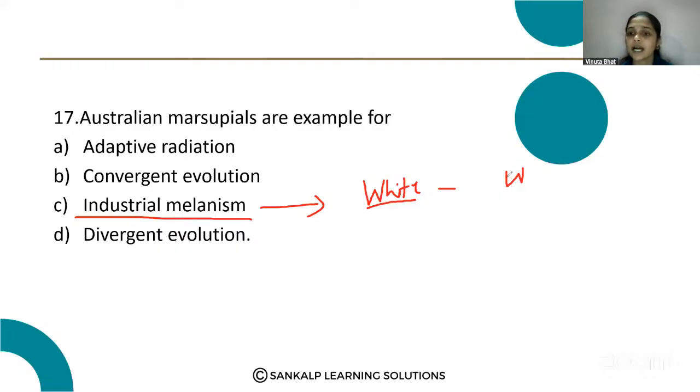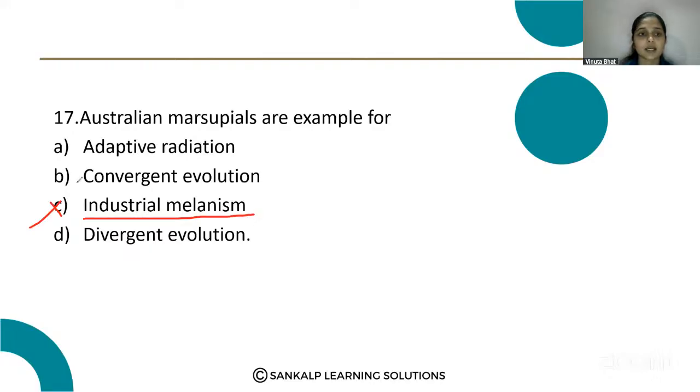These organisms were easily captured by enemies, so the numbers reversed. White-winged moths became fewer after industrialization, and black-winged melanized moths became more numerous because of the dark background. That is industrial melanism. Australian marsupials are not related to industrial melanism.